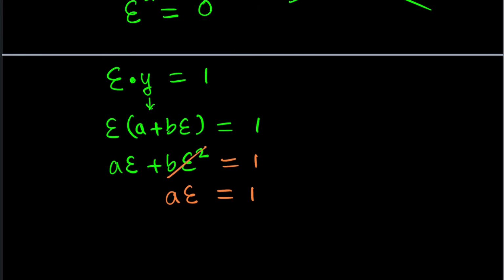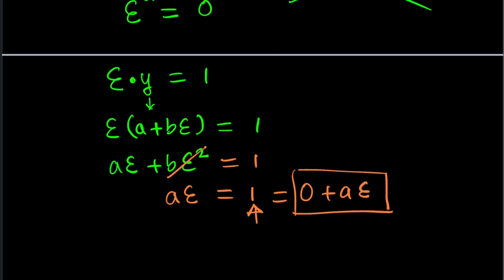What is that supposed to mean? It means you're multiplying a real number by epsilon, and you're getting 1. But 1 can be written as b. So let me go ahead and write the 1 as b plus a epsilon. Actually, 0 plus a epsilon, that's what I meant, right? But wait a minute, the real part of this number is 0. But the real part of 1 is 1 because 1 is a real number. Therefore, this is not going to work. In other words, epsilon does not have an inverse. So 1 over epsilon is basically not well defined.